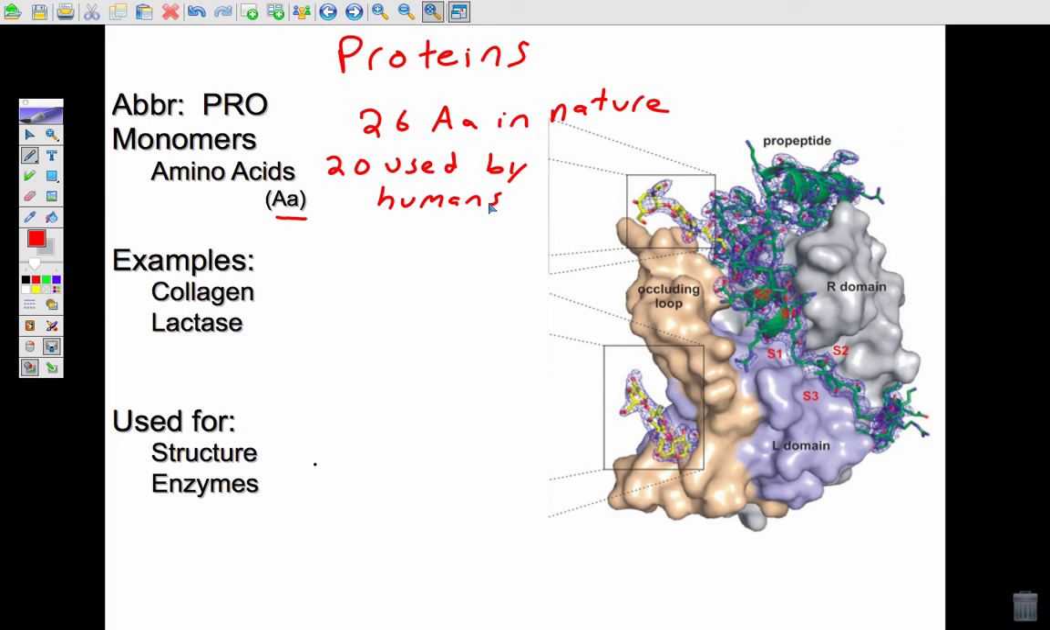To make a protein, you put amino acids together. So you have like this generic amino acid 1 bonded to an amino acid 2. The bond between amino acids is called a peptide bond. That's also why proteins are sometimes called polypeptides.